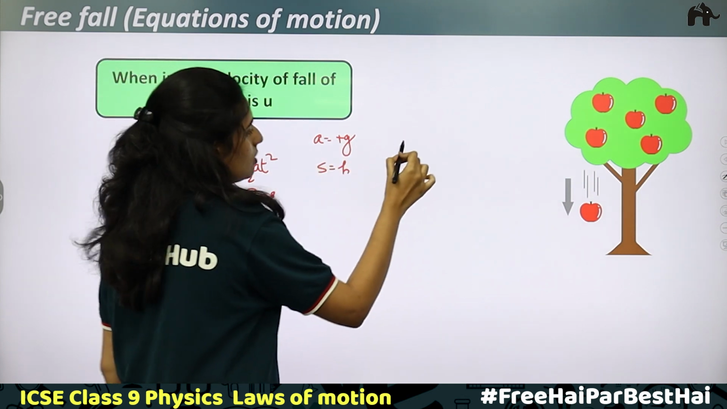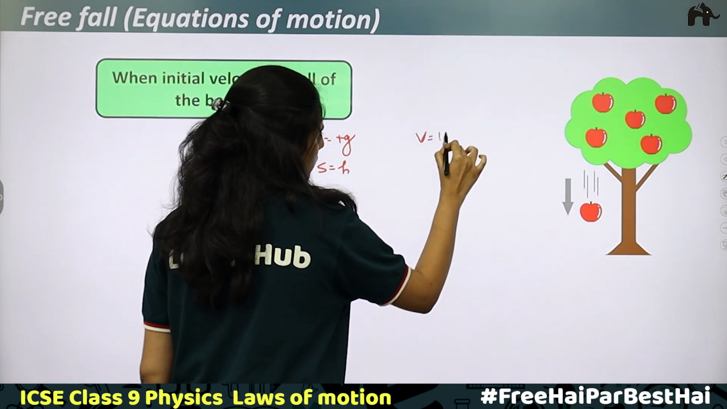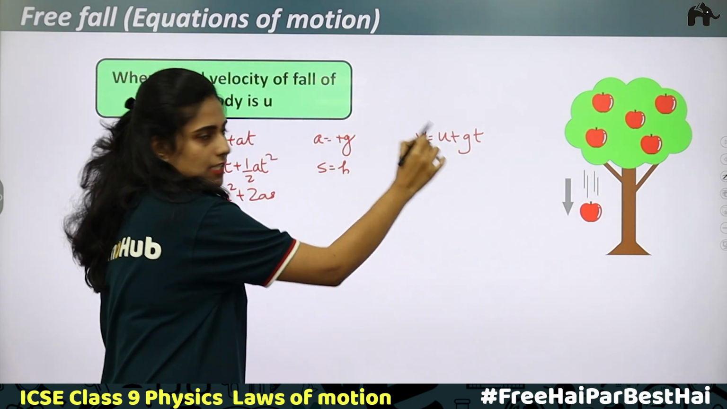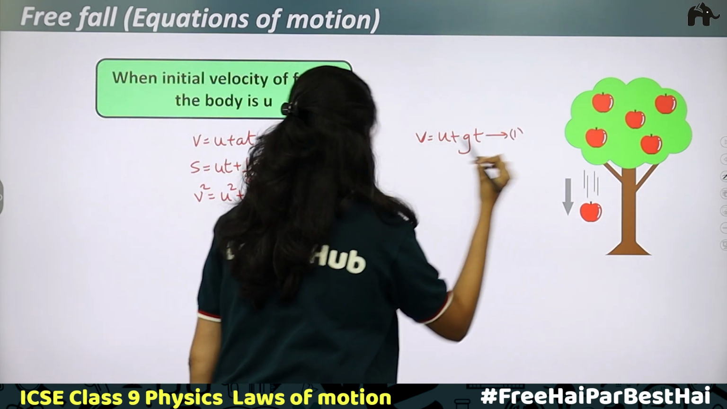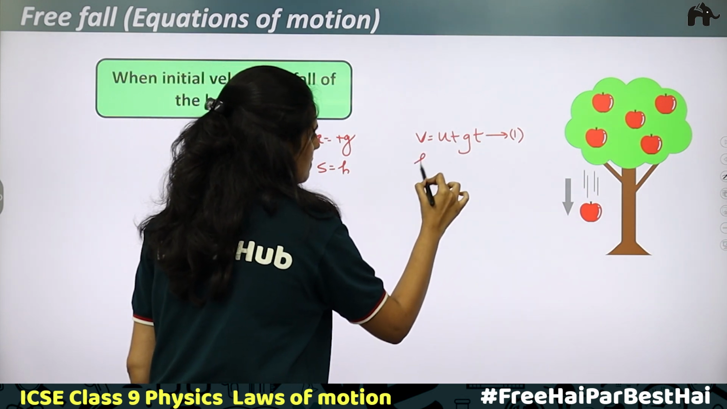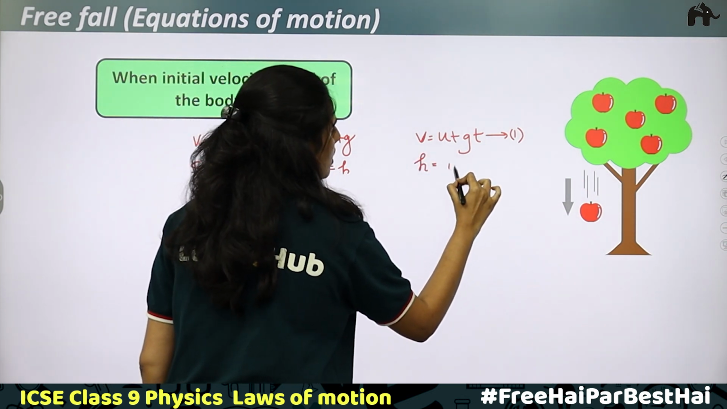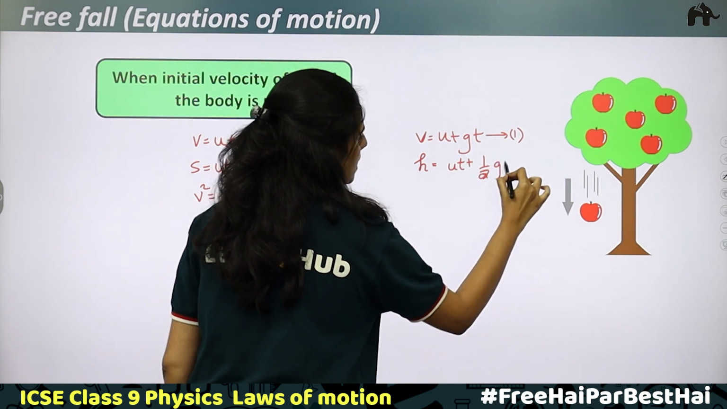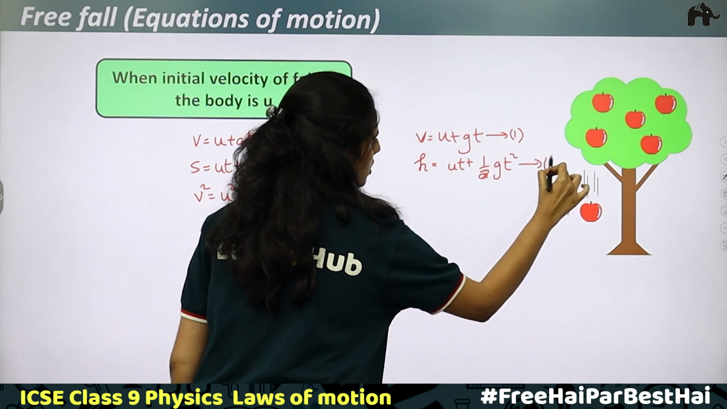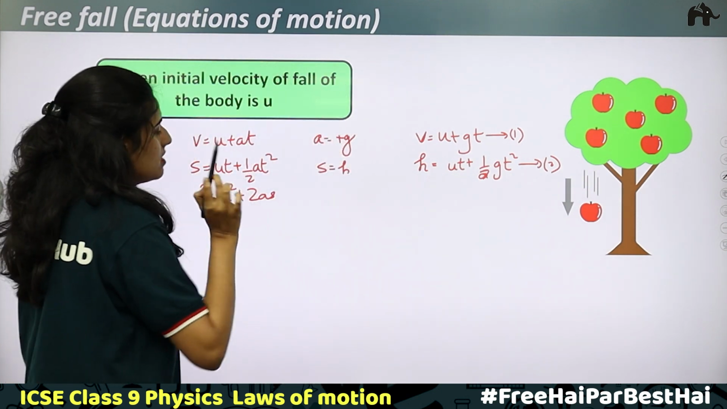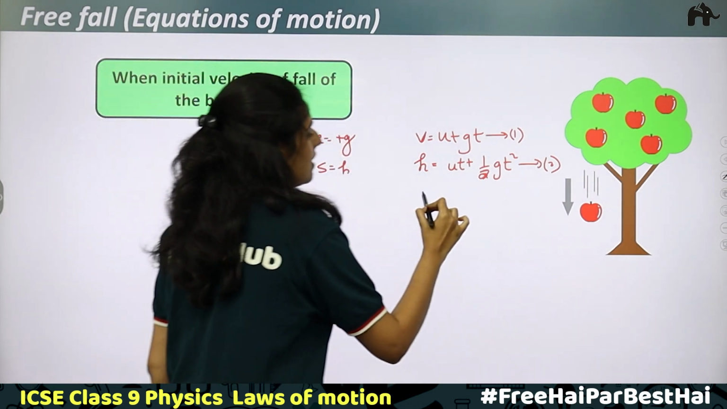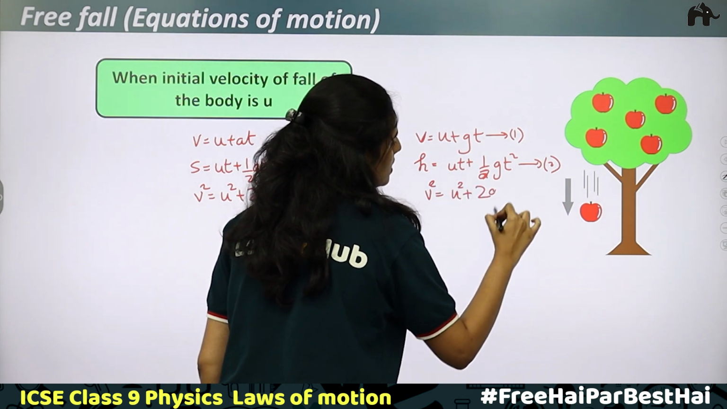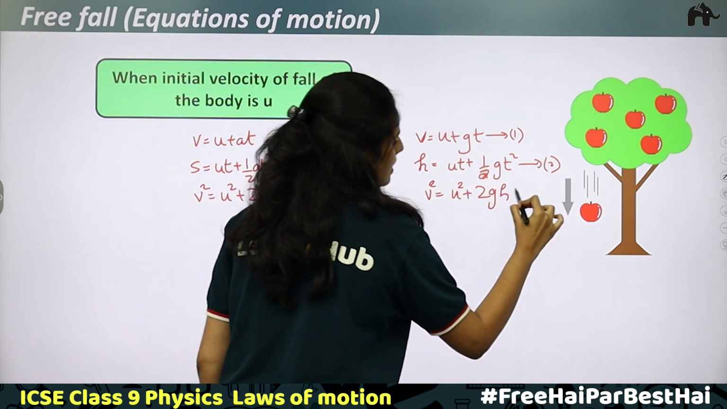Okay. So, what is the first equation then? V is equal to U plus GT. In place of A, I have replaced with G. This is the first equation. Second equation, S becomes H. H is equal to UT plus half GT square. This is the second equation. And what about the third equation? V square is equal to U square plus 2as. V square is equal to U square plus 2GH.